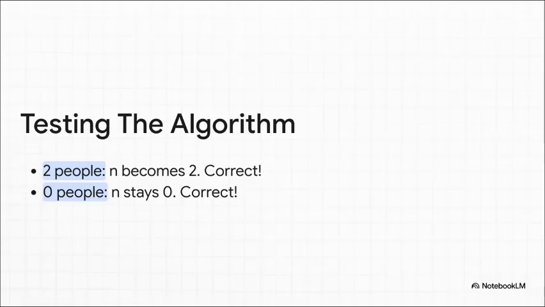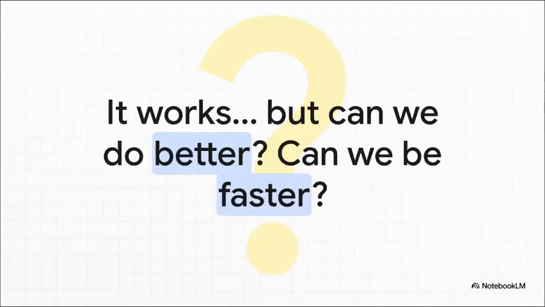Perfect. But what about the weird situations, what programmers call corner cases? Like, what if the room is empty? Well, n starts at 0, the loop looks for people, finds none, so it never even runs. The final answer is 0, also correct. Okay, this thing seems pretty solid. So it works, it's correct.